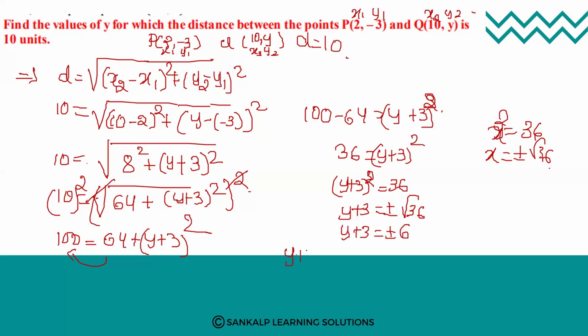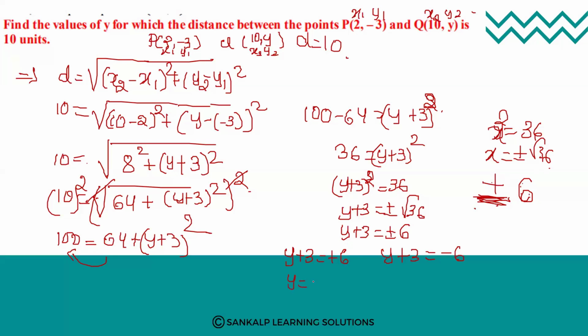Therefore, y plus 3 is equal to plus 6, that is one value. And y plus 3 is equal to minus 6. When we say plus or minus, plus or minus 6 means plus 6 and minus 6. 6 has both the signs. So we take plus 6 one time, and minus 6 another time.